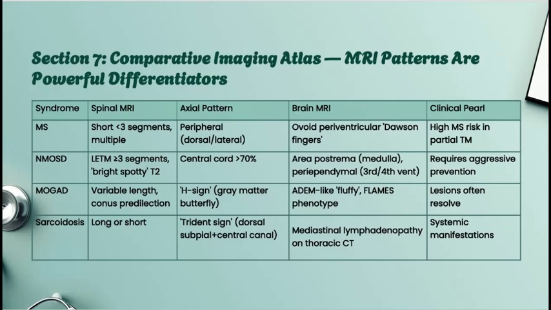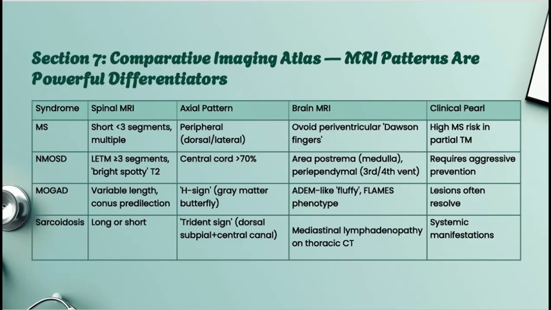Brain MRI may show fluffy ADEM-like lesions, and a useful prognostic pearl is that MOGAD lesions often resolve more completely than those seen in NMOSD or multiple sclerosis. In sarcoidosis, imaging may be more variable.